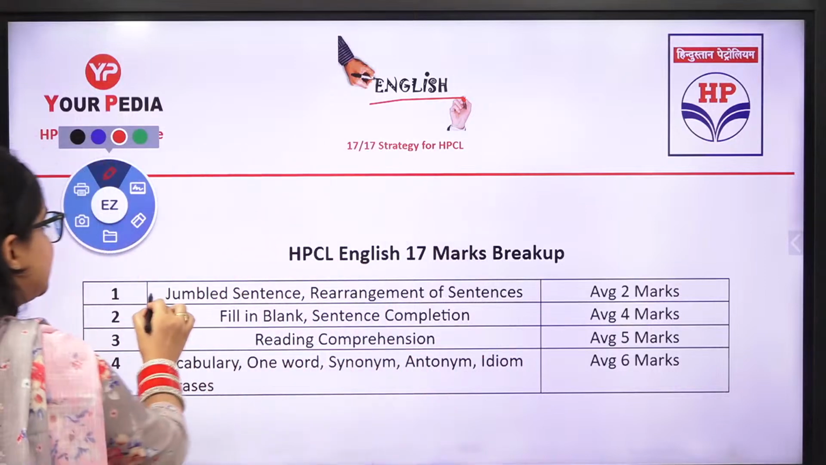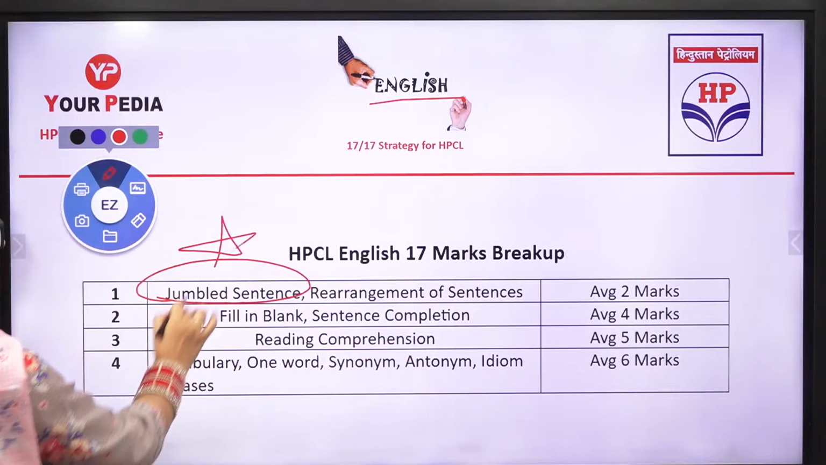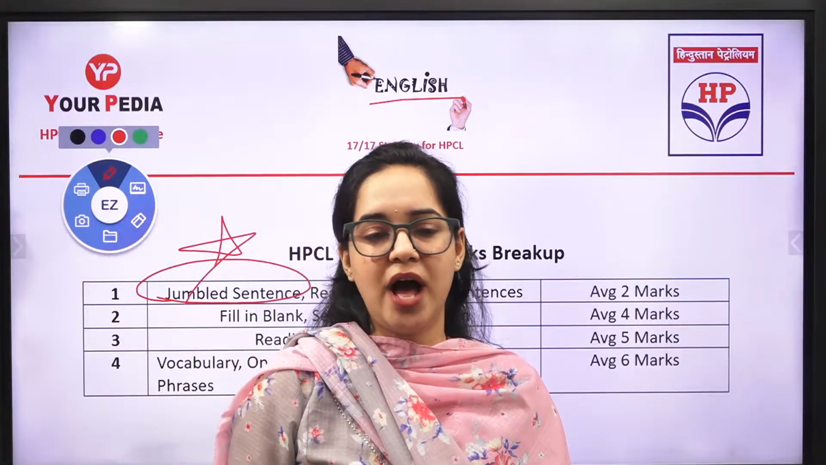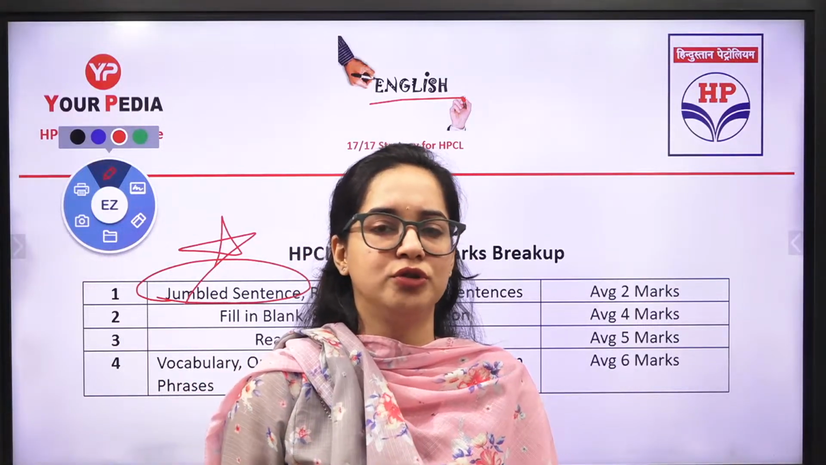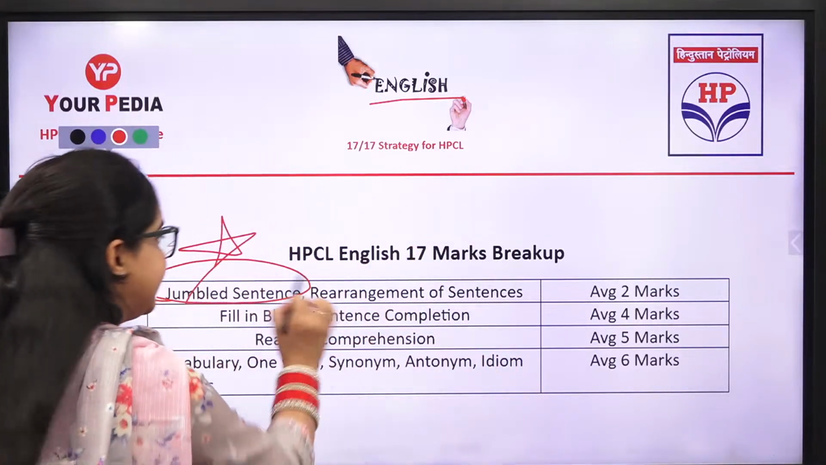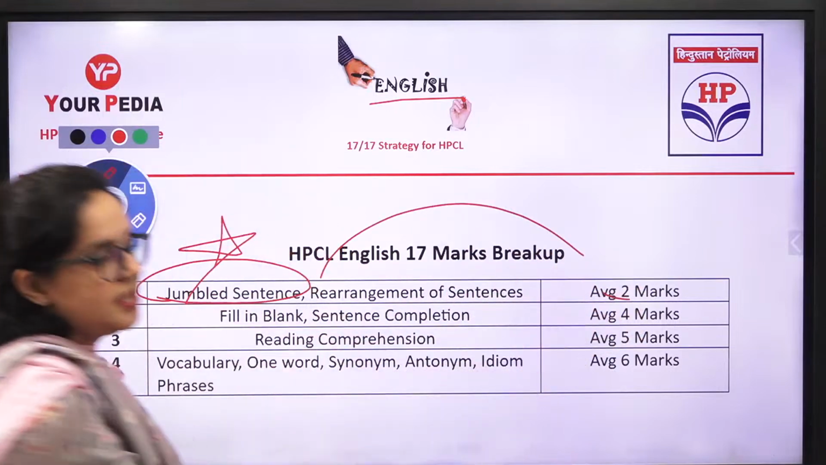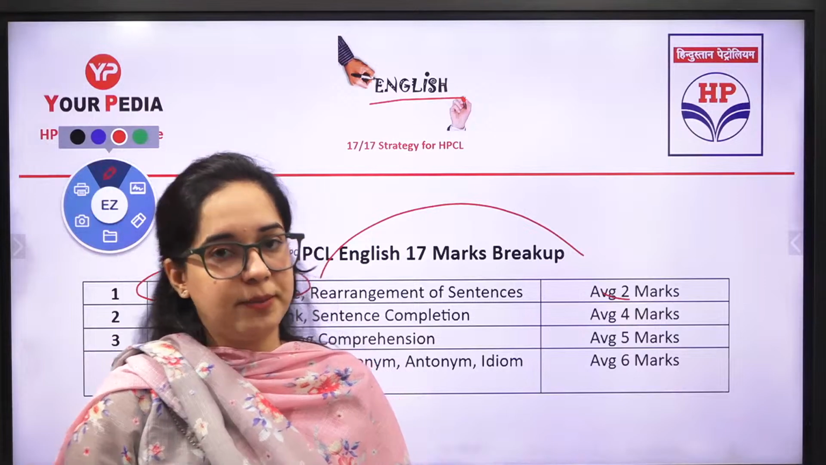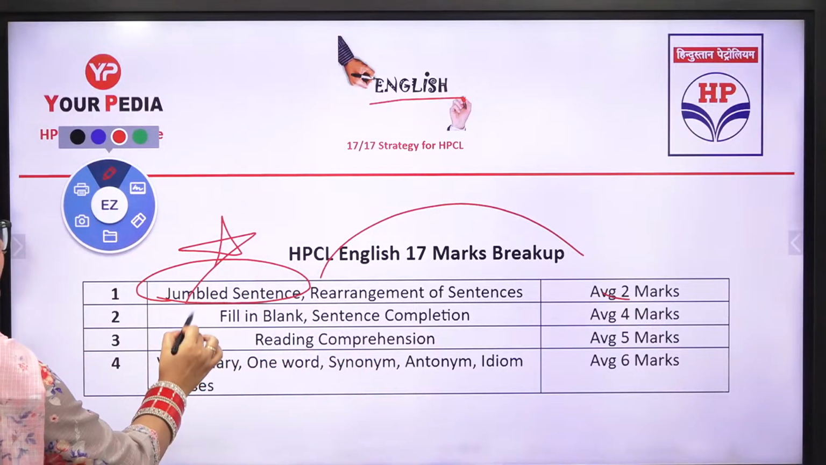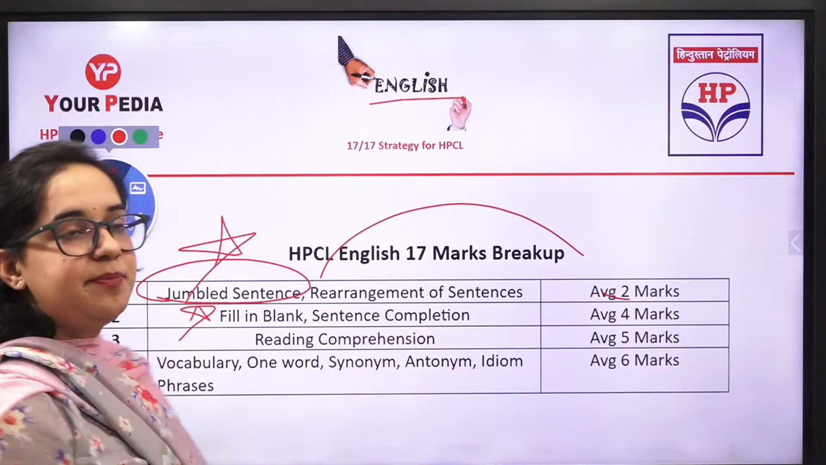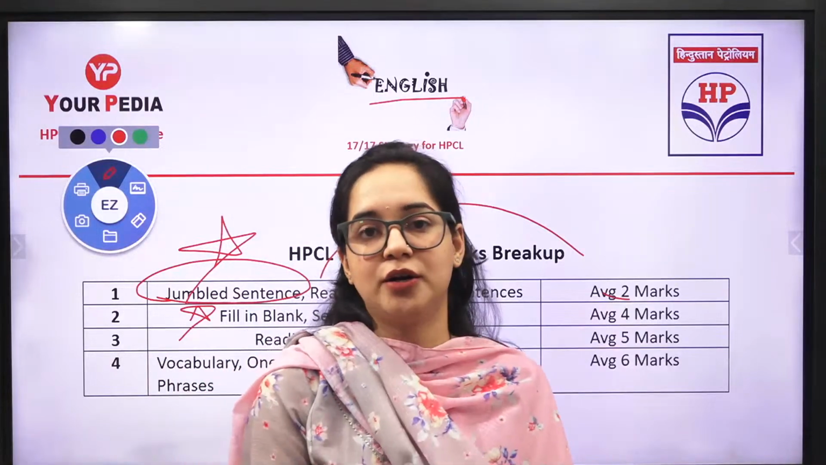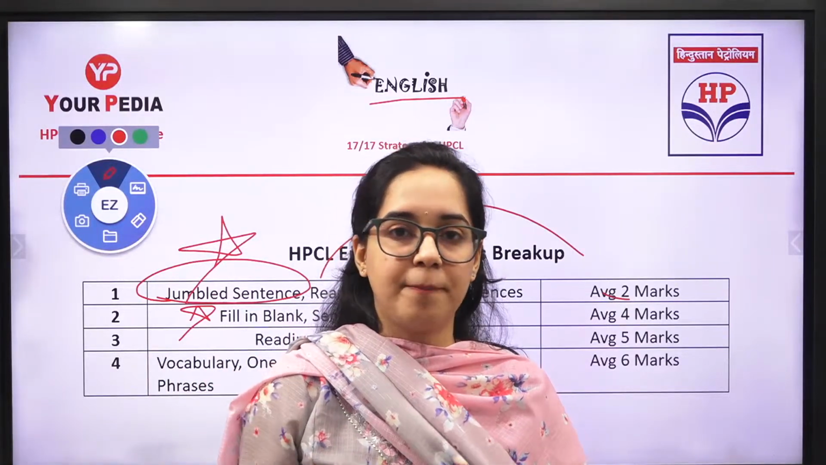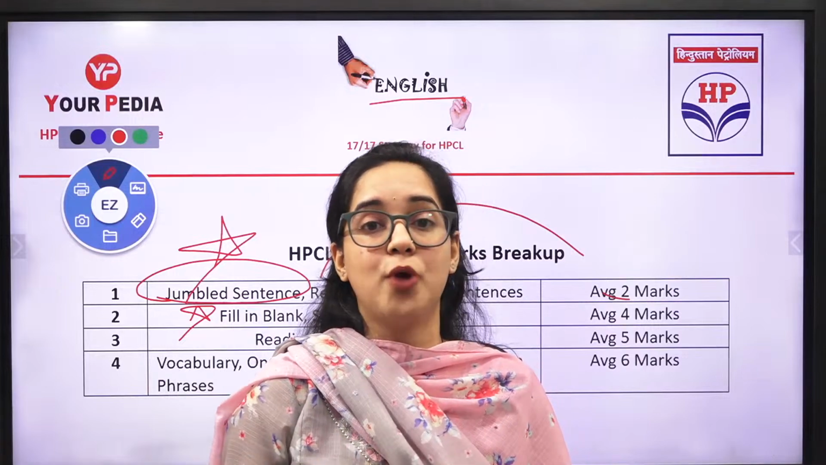Jumbled sentences are a favorite topic of HPCL. I tell you, every year they try to have three to four questions of jumbled sentences. This time, it was an average of 2 marks, an option of rearrangement of sentences. It is a very, very important topic. Please stay tuned with that topic. Then is sentence completion. Sentence completion is the most major part of your HPCL, right? So sentence completion and jumbled sentences are quite common and prominent topics.